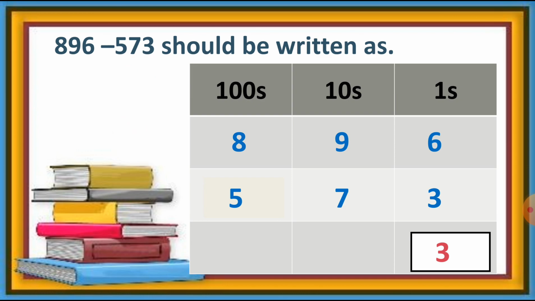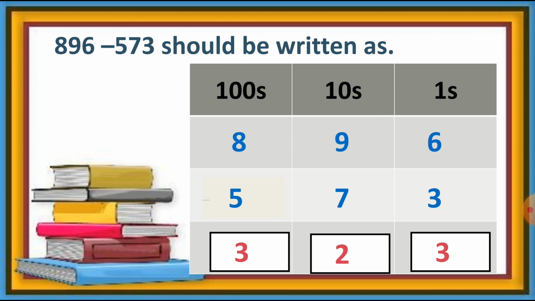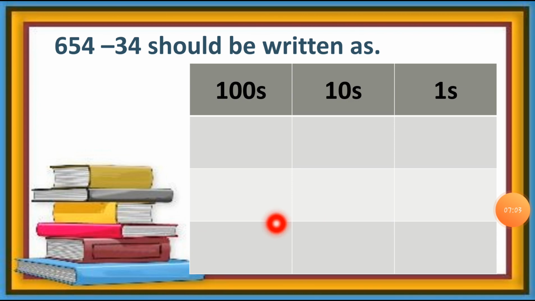This way, now we can solve the sums with the ones column. 6 minus 3 is equal to 3. At the tens column, 9 minus 7 is equal to 2. And at the hundreds column, 8 minus 5 is equal to 3. So this way we can solve the sums, and the answer of this sum is 323. This way we can solve the sums.